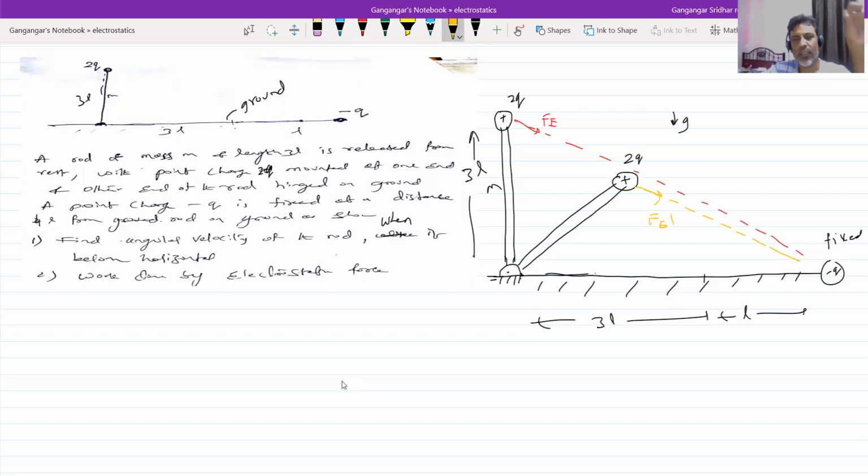So is that electrostatic force which is acting constant or variable? It will be a variable force, continuously varying. And by the time the rod becomes horizontal, what will be the angular velocity of the rod? When it becomes horizontal, this will be the position.